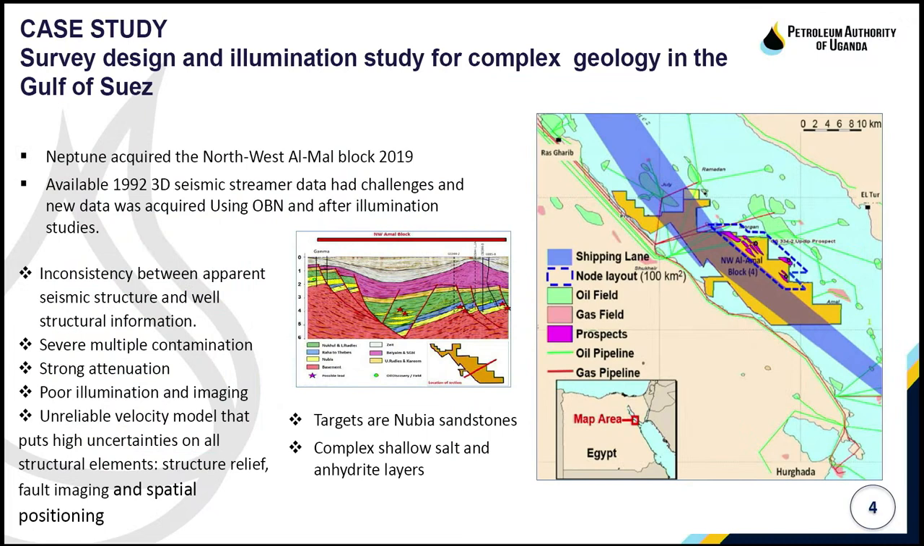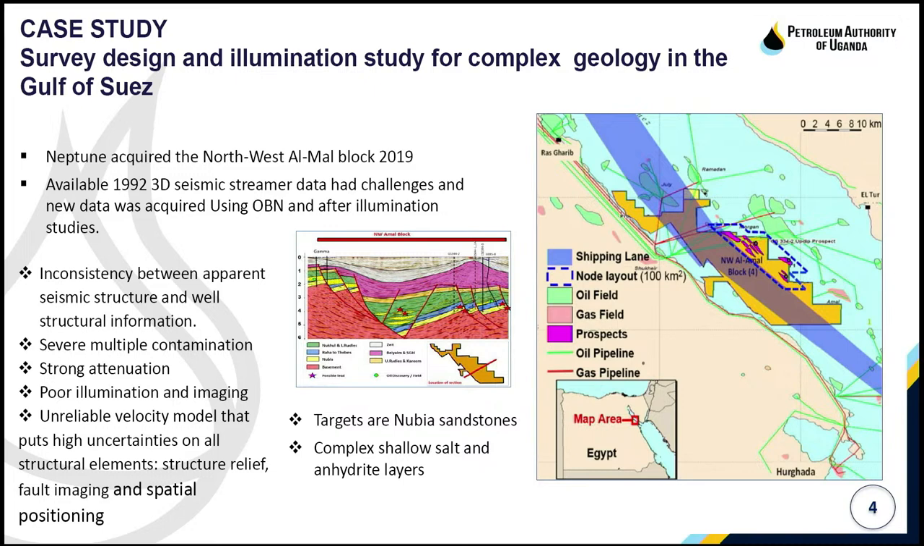Just within one minute, allow me to talk about this case study. According to Fata et al., this is one of the most complex, geophysically challenging areas in the world. If you have time, you can find out more in this study, which is about survey design and illumination study for complex geology in the Gulf of Mexico. In this area, Neptune took over this block in 2019, and there was already existing data acquired in 1992 with a lot of challenges, which you can see. This area has already had production going on with gas and oil fields.